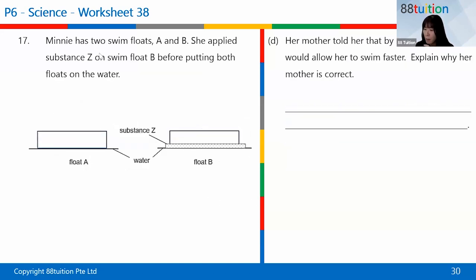Okay, next. Now, Minnie has two swim floats, A and B. She applied substance Z on swim float B before putting both floats on the water. Her mother told her that by using float B, it would allow her to swim faster. Explain why the mother is correct. Now, you see two swim floats A and B. She applied Z on this swim float here before putting both floats on the water. Her mother told her that by using float B, it will allow her to swim faster. Explain why the mother is correct.